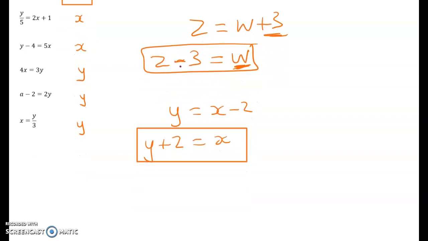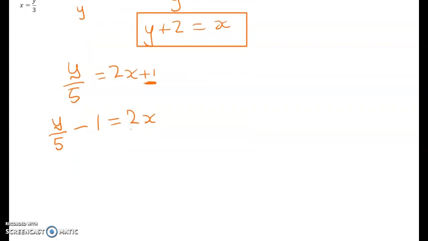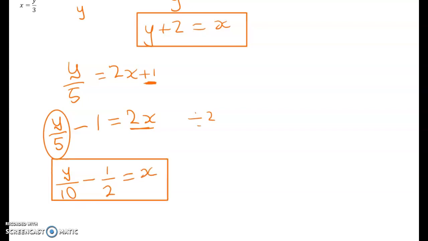Right, they're getting a little bit trickier now. Y divided by 5 is equal to 2x plus 1. We want to make X be the subject. So here we have to do a couple of steps. First, we're going to subtract 1 from both sides. So we have Y on 5, take away 1, is equal to 2x. And now we're going to divide both sides by 2. So Y divided by 5 divided by 2 will give me Y divided by 10 minus 1 divided by 2 is equal to X. So that's that one done.